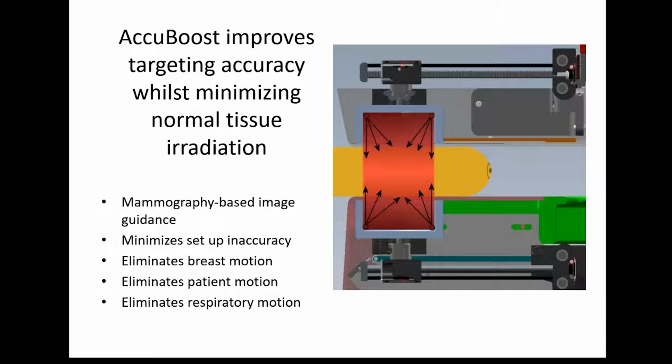to address multiple issues here. First and foremost, to look at a much more reliable breast-specific imaging technology for image guidance, and that is not CT scan, but mammography. And in setting up a patient on a mammographic platform, there are other advantages inherent in that because the setup inaccuracy is taken away. Breast motion is eliminated, patient motion is eliminated, and respiratory motion is no longer really a factor here. Next slide.